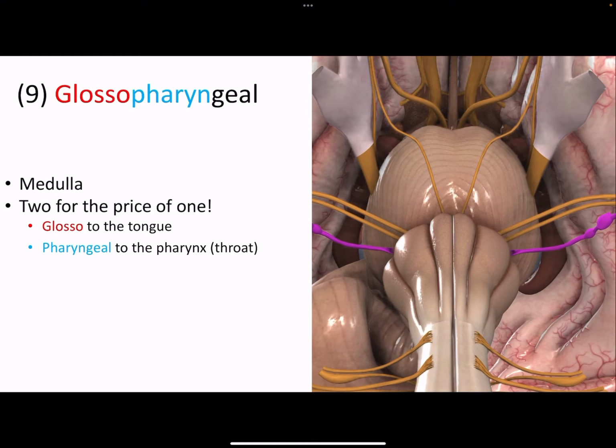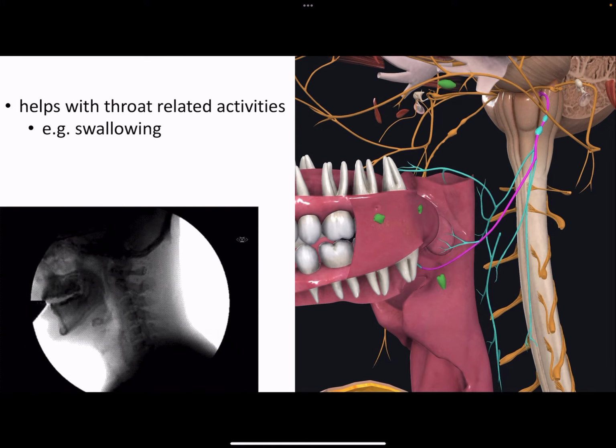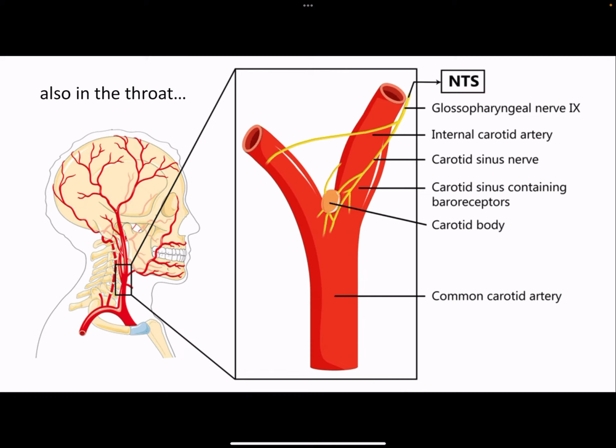Glossopharyngeal nerve. Glosso is tongue. Pharyngeal is the pharynx. Again, 2 for the price of 1. So it's going to help with swallowing related activities in the pharynx. And also it's going to pick up on, so we have these carotid bodies in our carotid artery, which are going to have lots of baroreceptors. So if your blood pressure is too high or too low, it's going to send sympathetic or parasympathetic signals to your heart to regulate your stroke volume and whether you have tachycardia or bradycardia, and whether we should dilate or constrict the blood vessels. So this is going to be picking up blood pressure and helping inform a response.